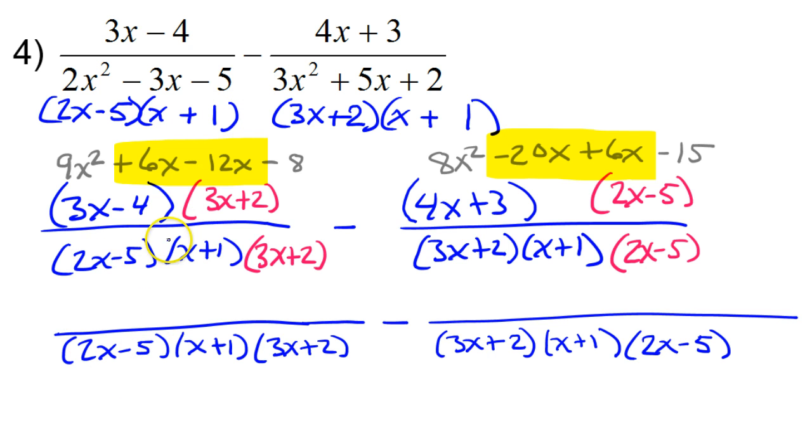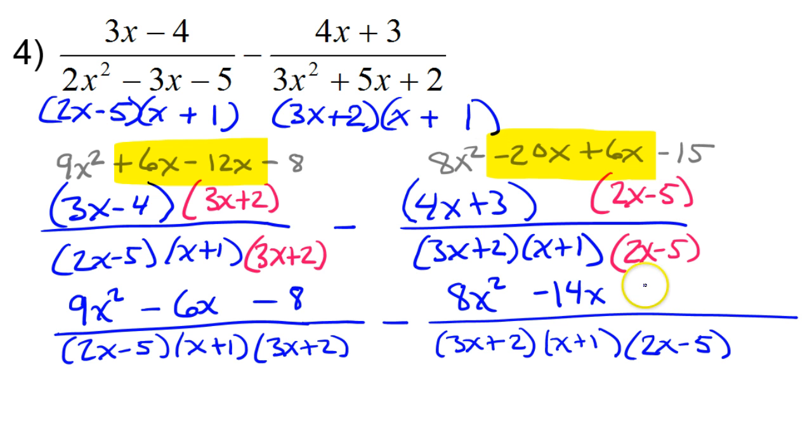Alright, so I'm just going to recopy this to show what we have so far. So here's my like denominator, and I'm going to go ahead and copy this down, even combining the like terms. So I've got 9x squared, and this is going to give me negative 6x when I combine these, and there's my minus 8. Then over here I have that 8x squared. Combining these gives me negative 14x and minus 15.